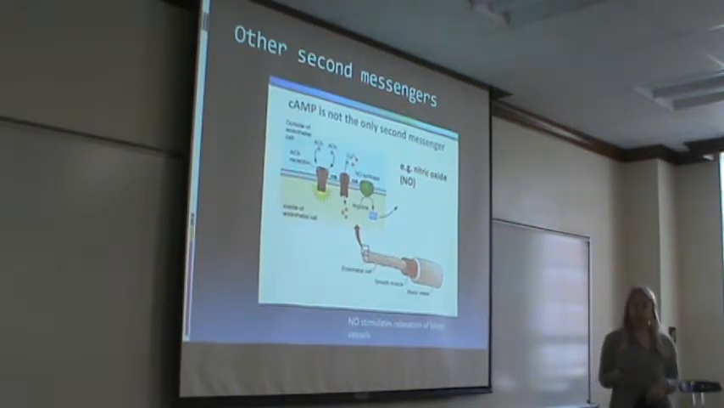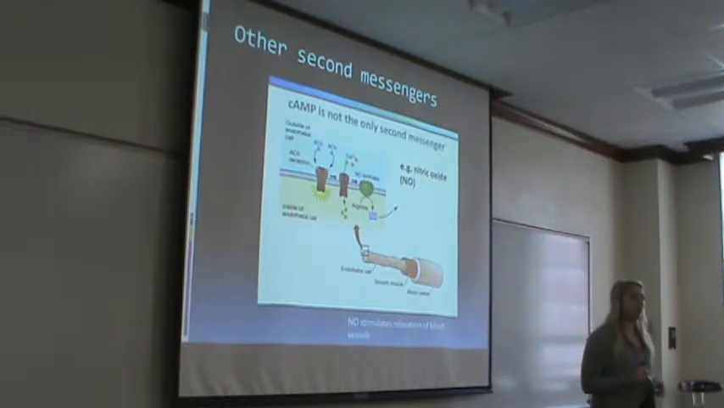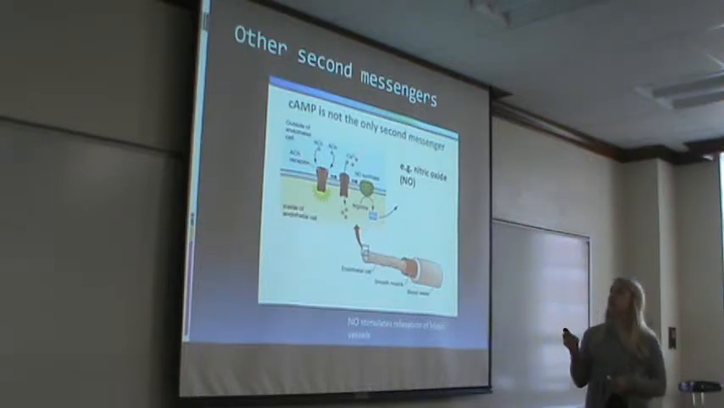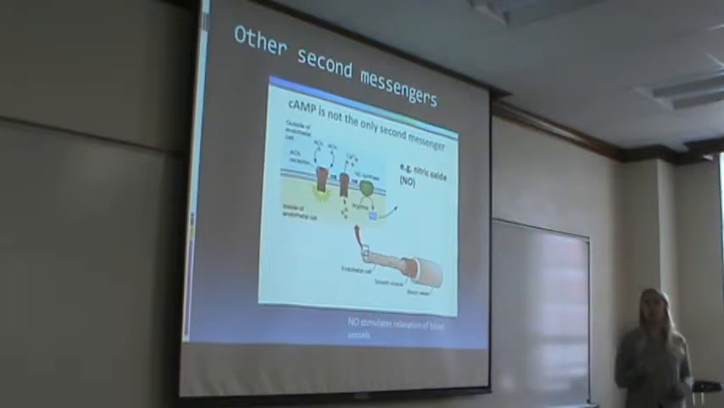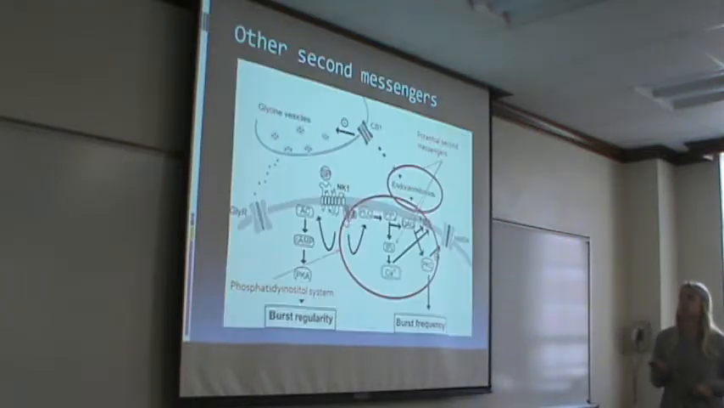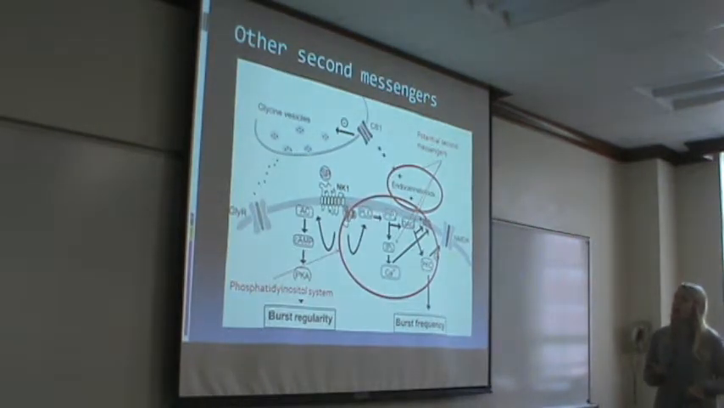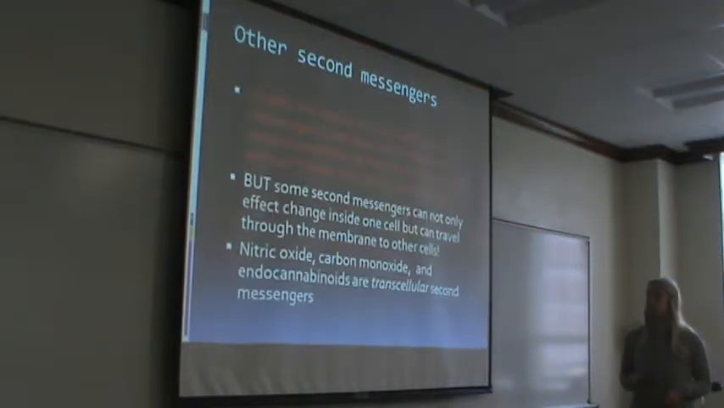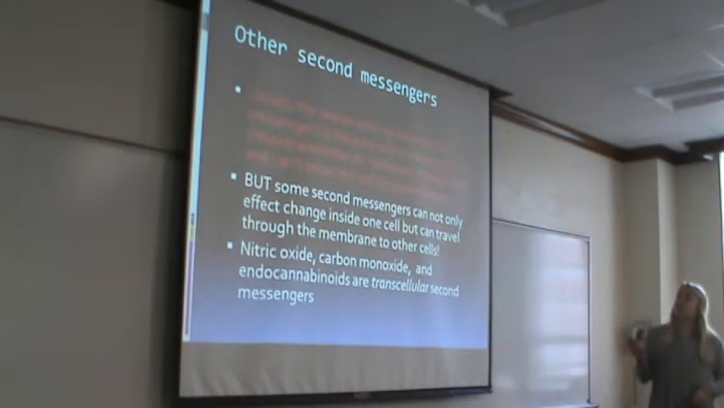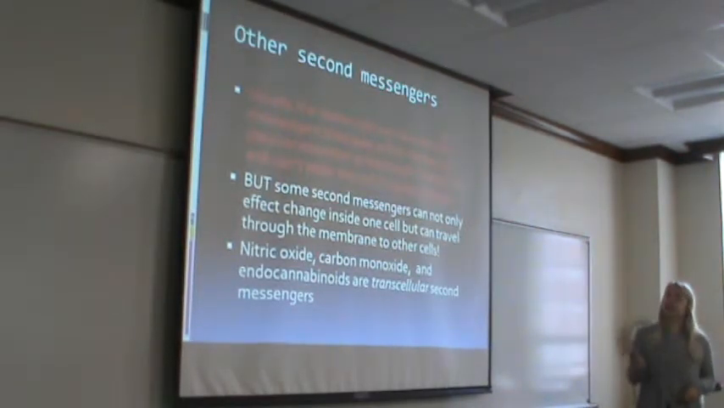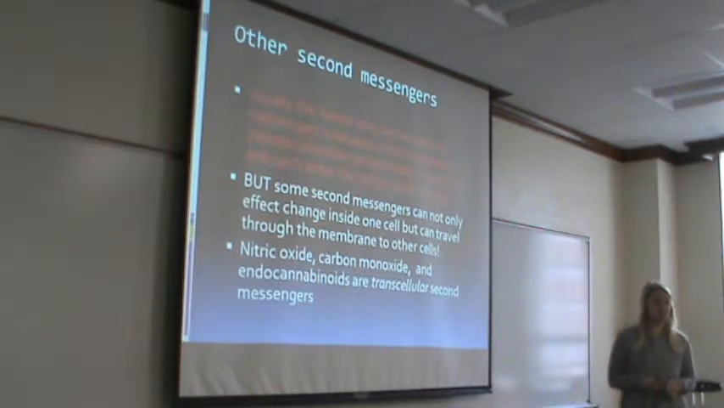So again, cAMP is not the only second messenger, but it is the one that you guys need to focus on for the exam, right? So nitric oxide is another really good example. Carbon monoxide actually can act as a second messenger in many systems. Endocannabinoids are a big one, but these are not things that you guys need to know and memorize for this exam.